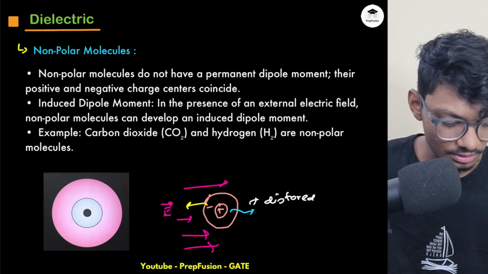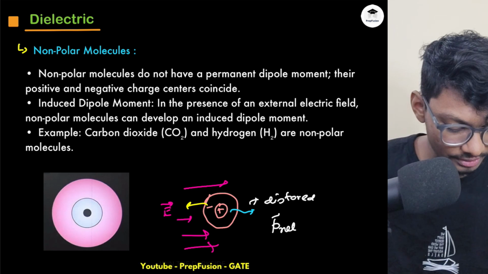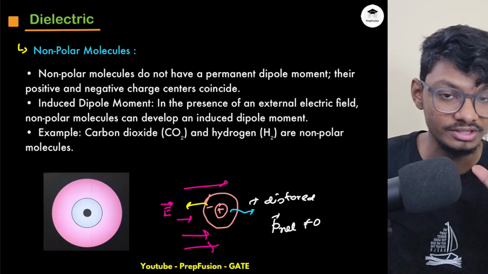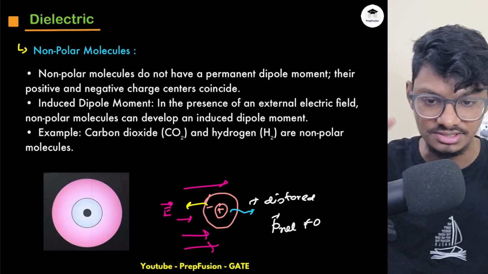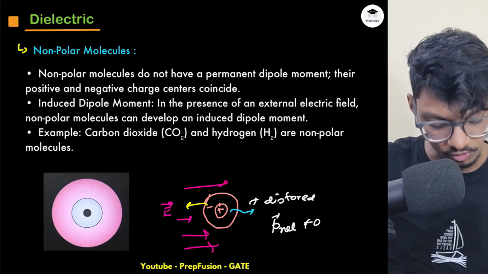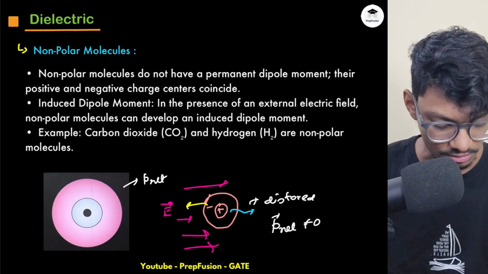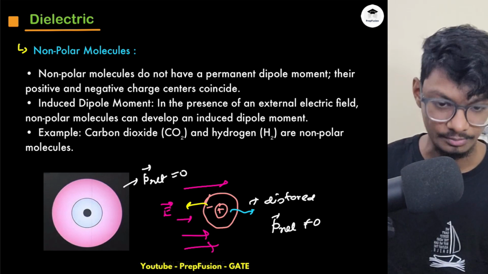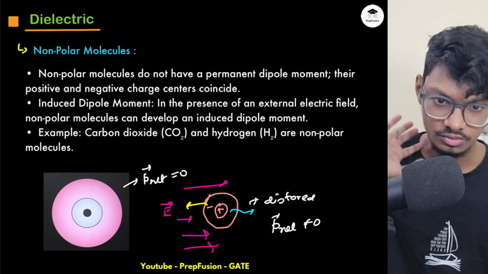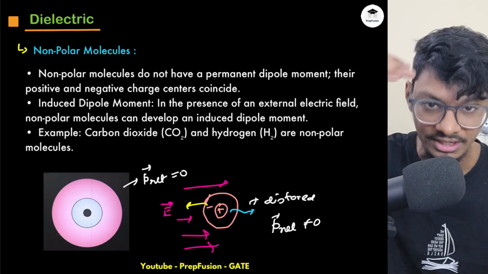Hence P net, the net dipole moment, will become non-zero. Why? Because there will be some distance between them, and that distance will cause some dipole moment. Before, as this distance was zero, there was no dipole moment, right? P net initially was zero, but finally it has gone to non-zero. Okay, that is what happens, and there are a few real life examples.